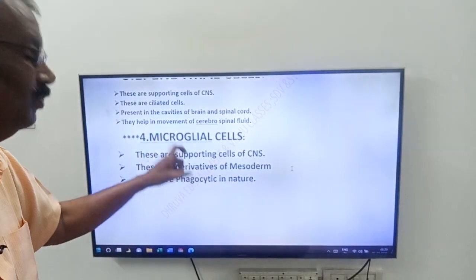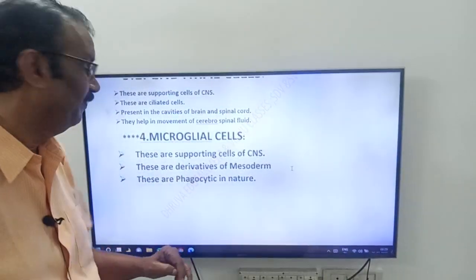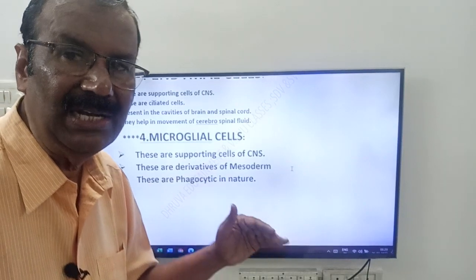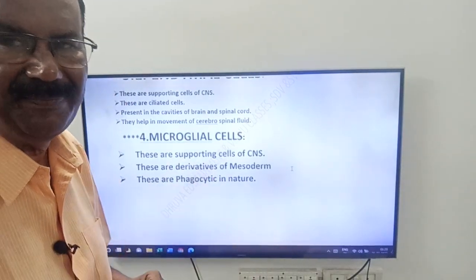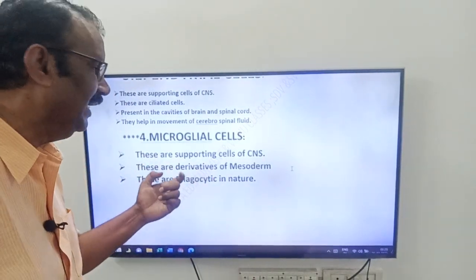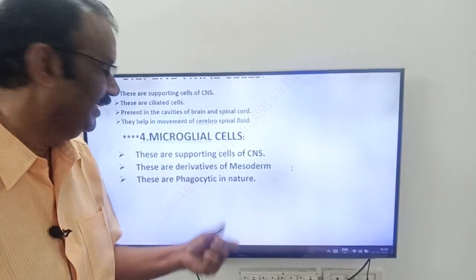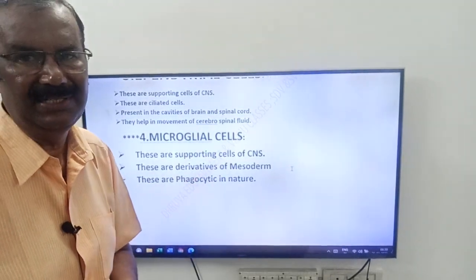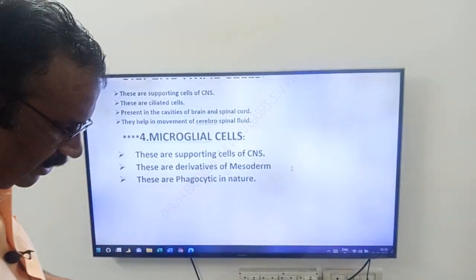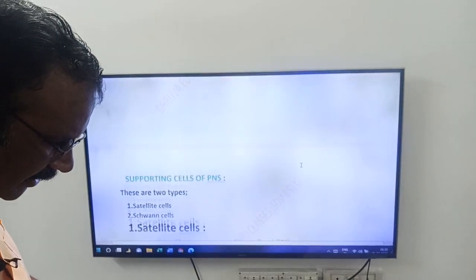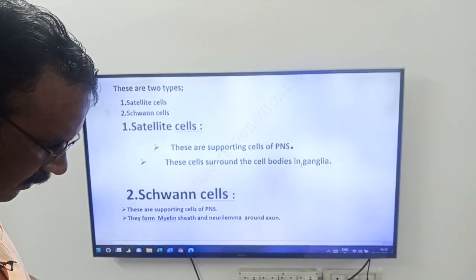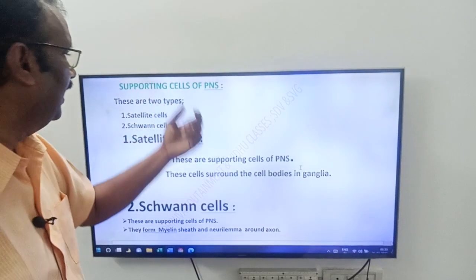Friends, we have a 2 marks question, microglial cells. Once again, friends, microglial cells are the supporting cells of CNS. These are derivatives of mesoderm. They are phagocytic in nature. Okay friends, this is about supporting cells of central nervous system. Now come to supporting cells of PNS, that is peripheral nervous system.